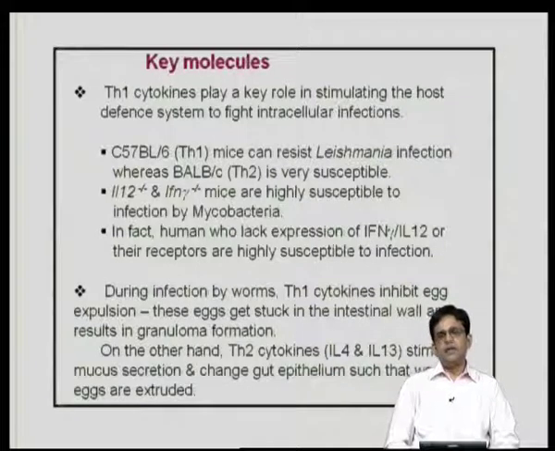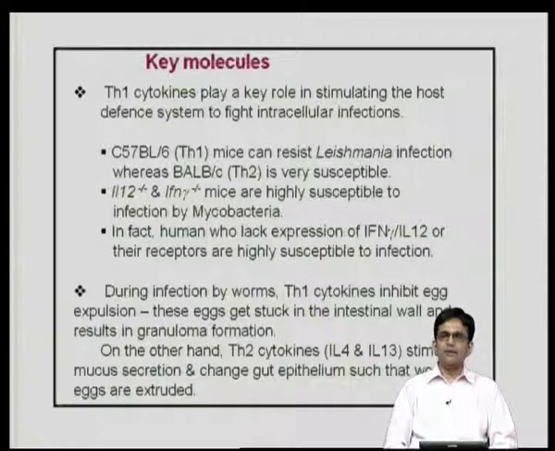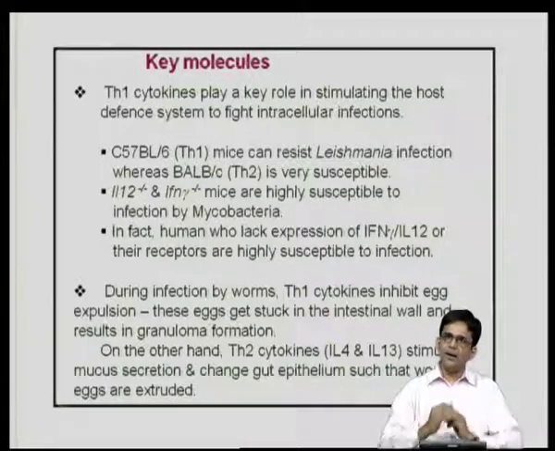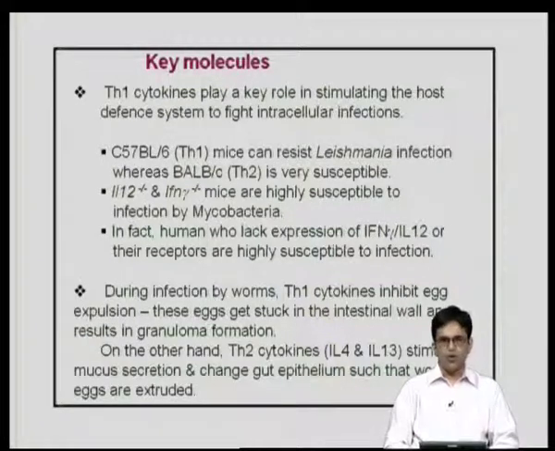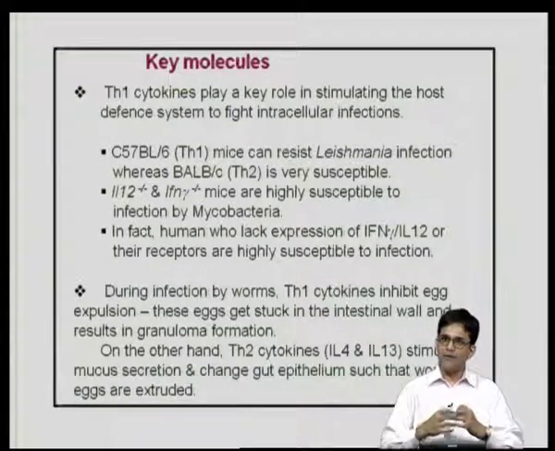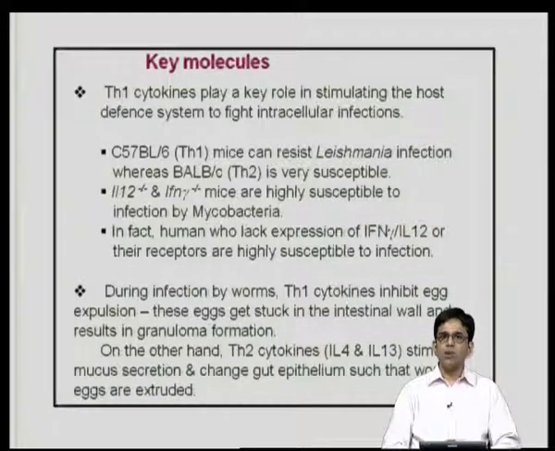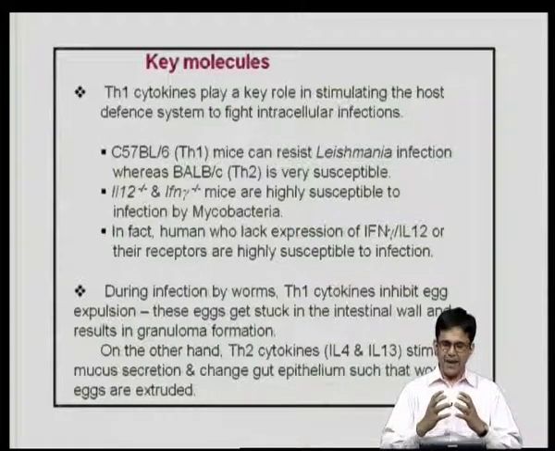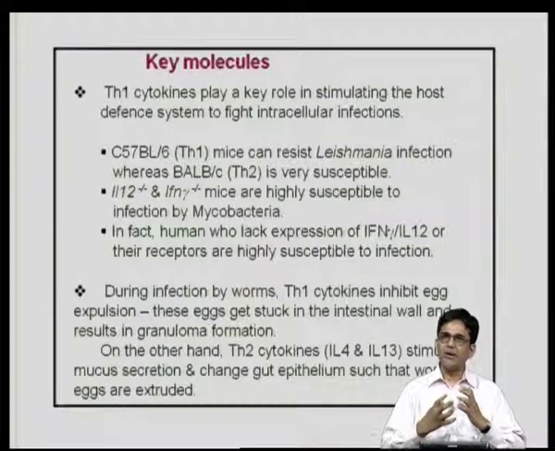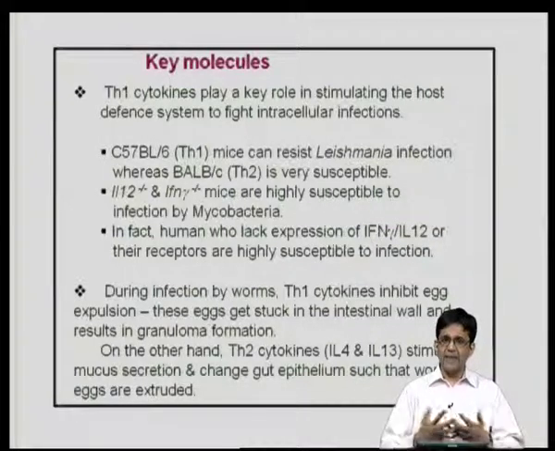Now, the Th1, Th2 profile, as has been discussed in the previous class, has other important effects also. So, for example, when we have worm infections, the worms produce eggs so that they can disseminate. They go out in the feces and so it disseminates. Now, what the Th1 cytokines do is that they inhibit egg expulsion. So, they form granulomas, which causes more host related problems. The eggs get stuck and they result in granuloma formation, it causes problems.